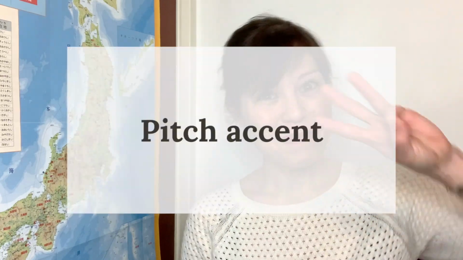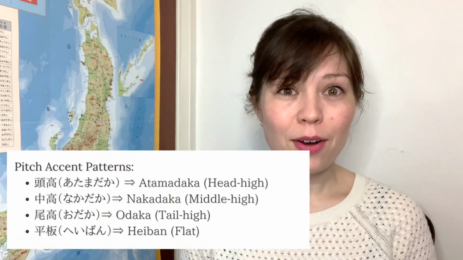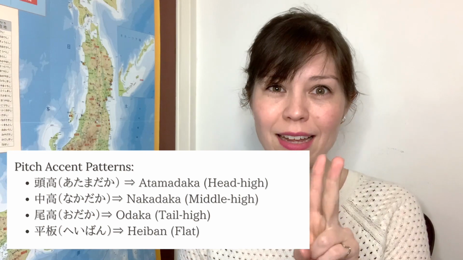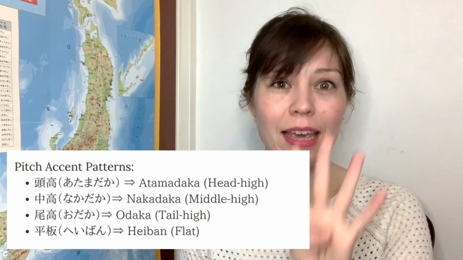Number 3, pitch accent. Although region and dialect influence pitch accent, standard Japanese is considered to have 4 different pitch accent patterns. They are atamadaka, nakadaka, odaka, and heiban.